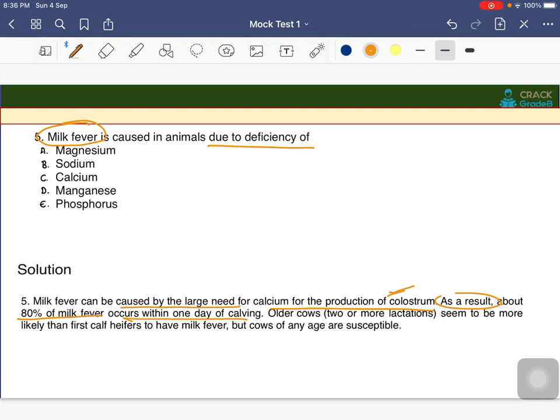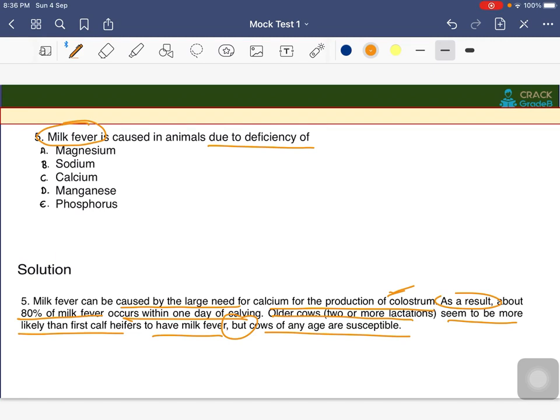Okay, older cows, which are two or more lactations, seem to be more likely than first-calf heifers to have milk fever, but cows of any age are susceptible to milk fever. If there is a greater need for calcium and a deficiency of this calcium occurs, it leads to milk fever in that animal.